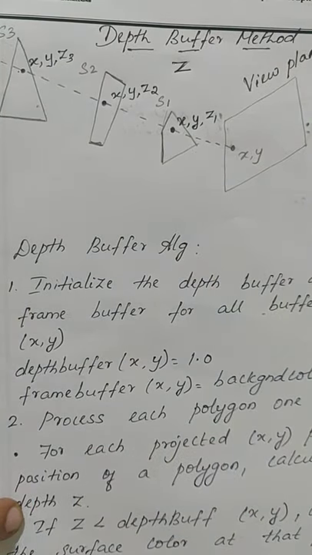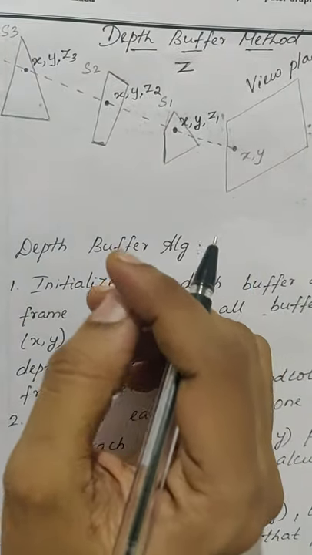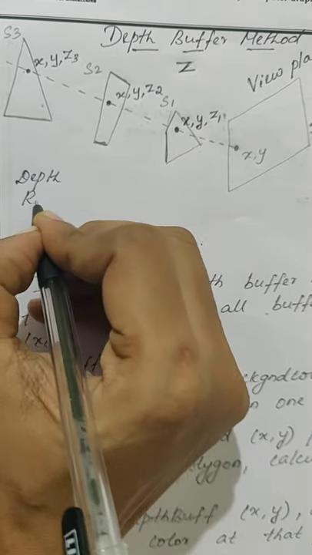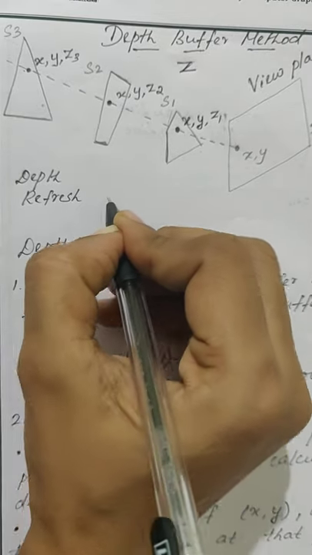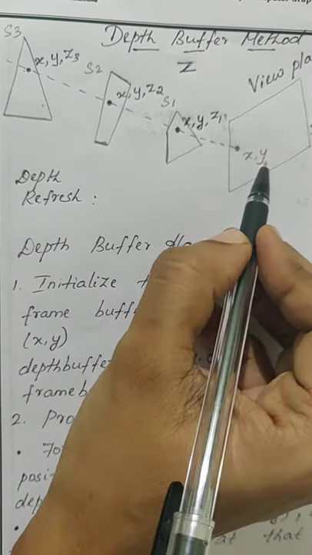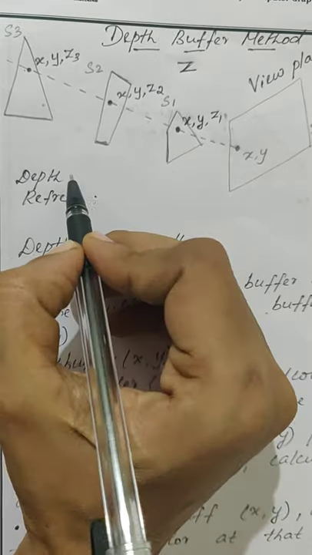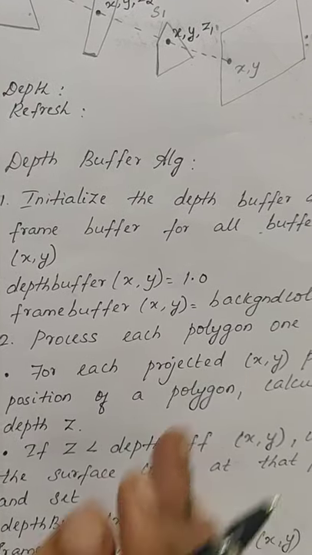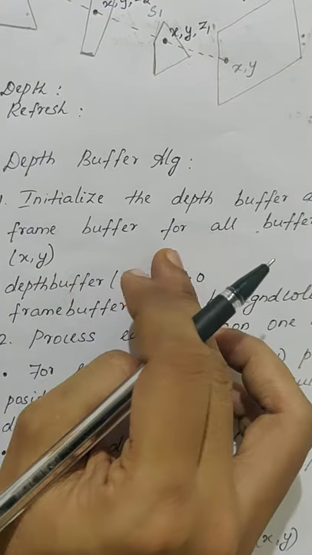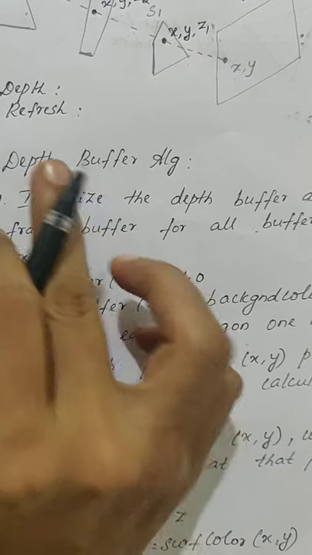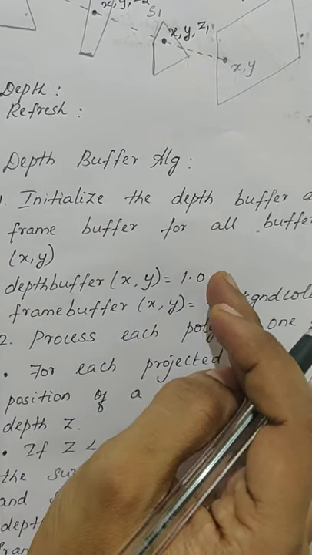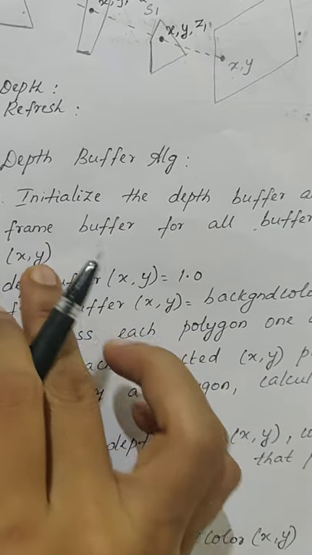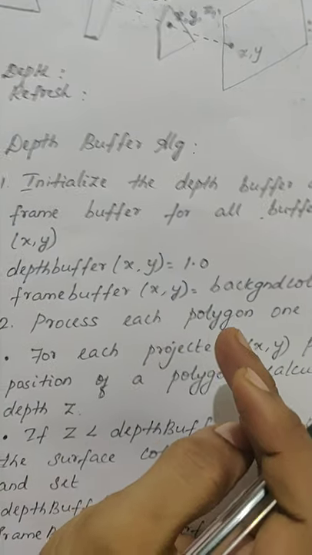So if I take this algorithm, I need two buffers: I need a depth buffer and a refresh buffer. The refresh buffer will store the XY intensities and the depth value will be stored in the depth buffer. Coming to this algorithm, initialize the depth buffer and the frame buffer. The other name for frame buffer is nothing but my refresh buffer. Initialize both the buffers for all the positions, for all the pixels.